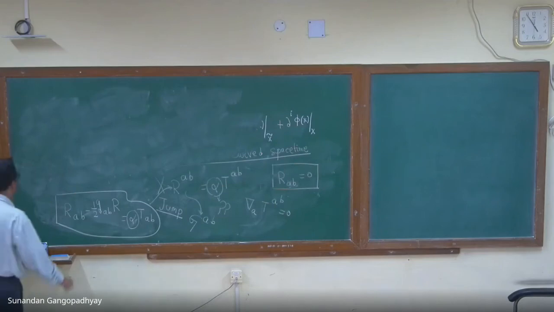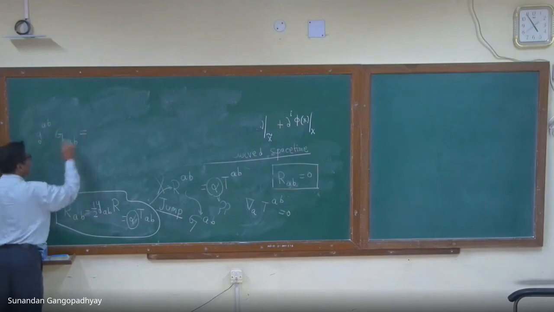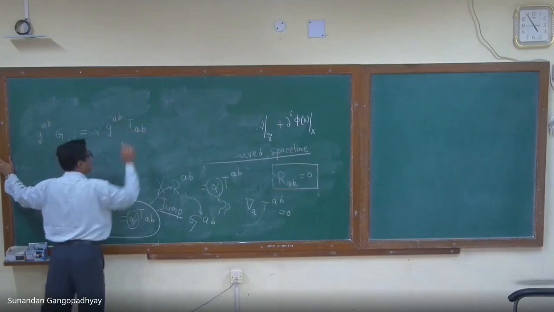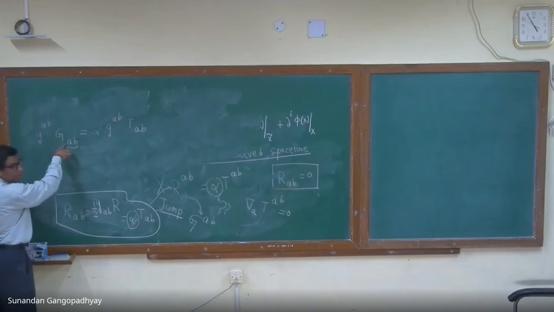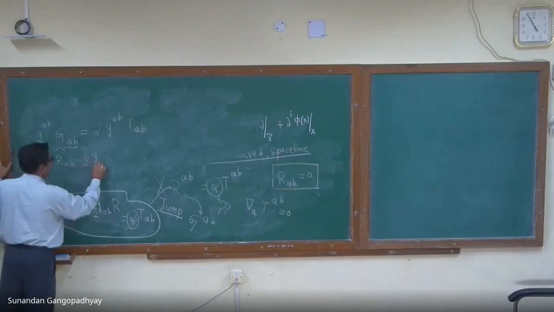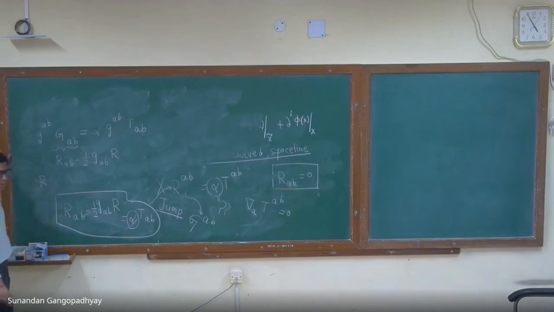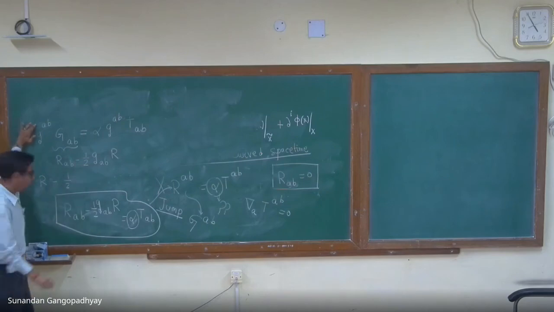Before that, let me just contract this equation with G^{AB}. This is alpha. But this tensor, by the way, is called the Einstein tensor. This is R_AB minus half G_AB R. So G^{AB} R_AB is once again the Ricci scalar R, minus half G^{AB} G_AB. What is that? 4. Very good.